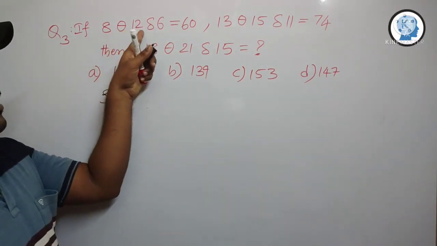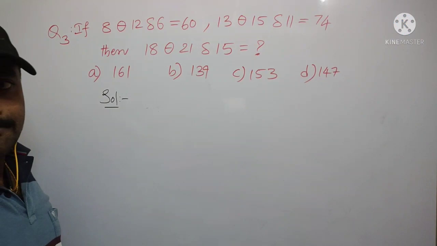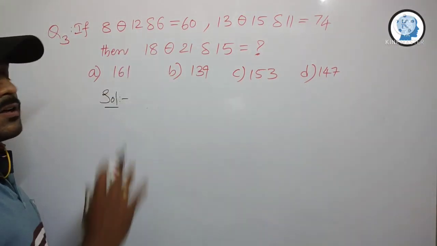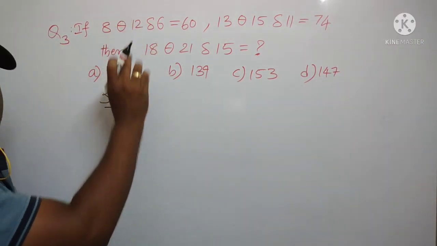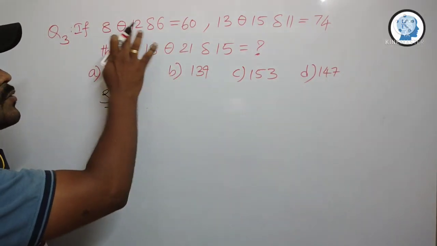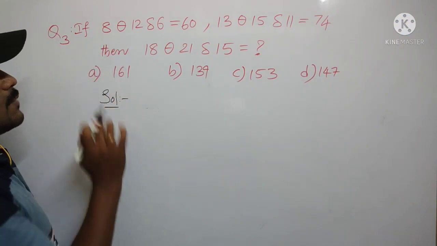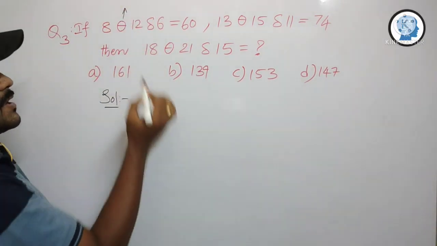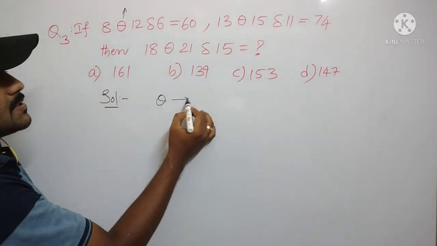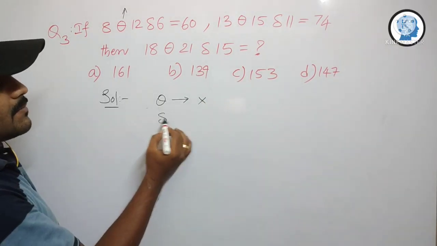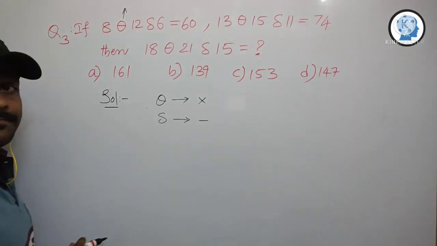Theta 8, 12, delta 6. That is the given. I want to get 60. Means if you keep the symbols away and use 8, 12, 6, I need to get 60. So 8 into 2 I am doing. So theta I am taking as multiplication. Delta I am taking as subtraction.